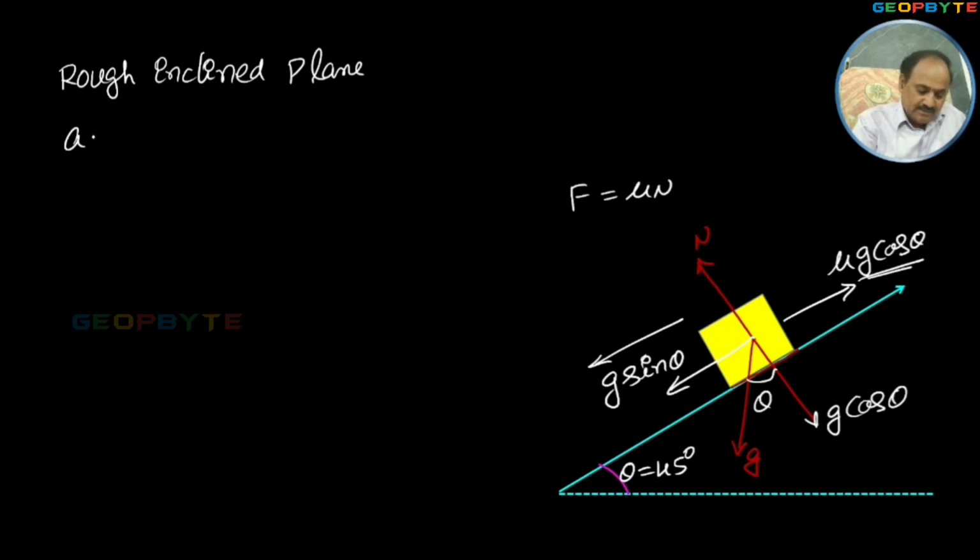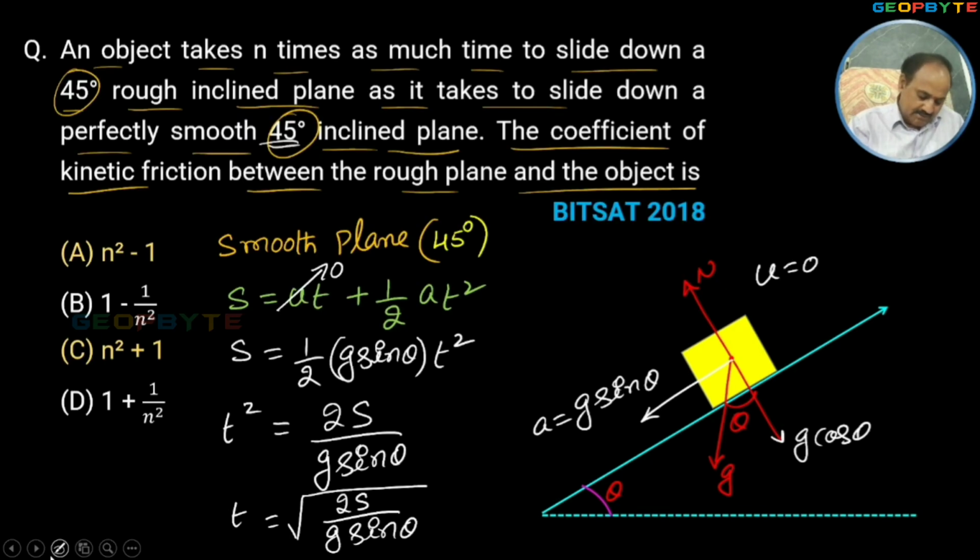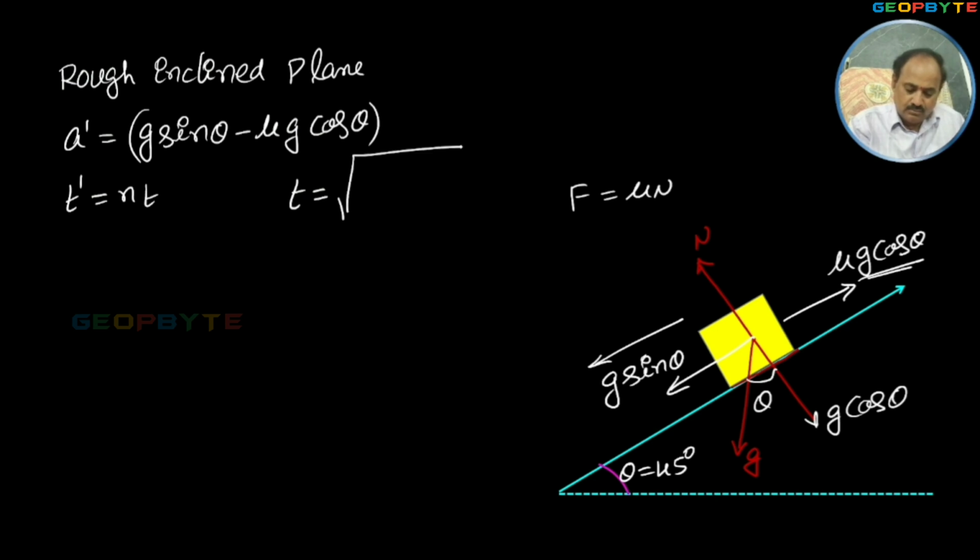Therefore, the net acceleration for this case, let it be a dash, equal to g sin theta minus coefficient of kinetic friction mu into g cos theta. Then it is given that t dash equal to n times t. Here t you have already written. What is the t value? Look at the t value: t equal to root over 2s by g sin theta.